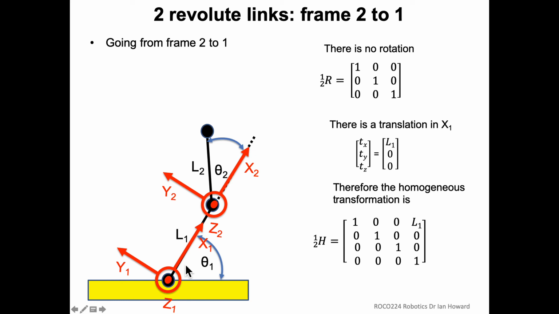In this particular case, obviously the frames haven't rotated, so they're pointing in the same direction, but there's a translation along the x-axis of L1. So we get a translation of L1. So identity matrix for a rotational component, L1, 0, 0 for the translation component, and then we've built the homogeneous matrix up for going between 2 and 1, just exactly like we did before, actually.